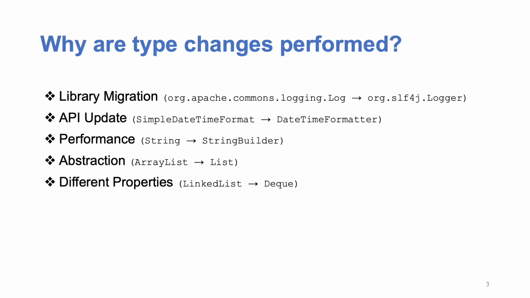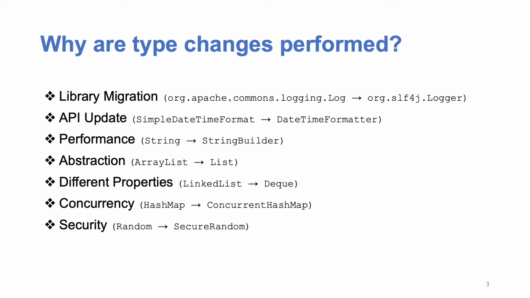Type changes can also be used if you want to change the property. For example, you want to use a Deque over a LinkedList or a Set over a Map, or introduce concurrency by using ConcurrentHashMap over HashMap, or simply for maintainability, like sometimes the type Path may be a more conceptual representation of a value than a String.